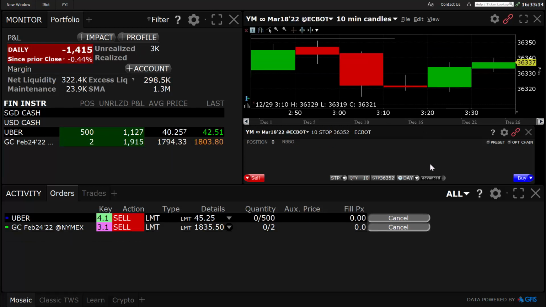Okay, it looks like we're going to get a code 6 here. We're going to take a trade. Stop order, quantity 10, 36,352. Going to turn this into good till cancel, trigger outside. This is going to be a buy stop. Just taking another look at this: YM March 18th, continuous contract. 36,352, confirming that one more time. Yes, that is correct. All right, let's place it.